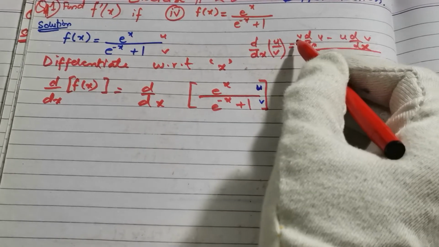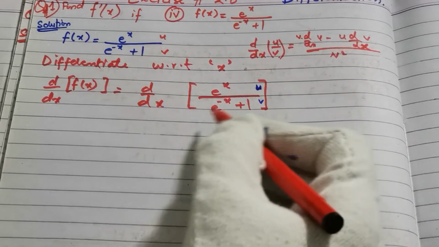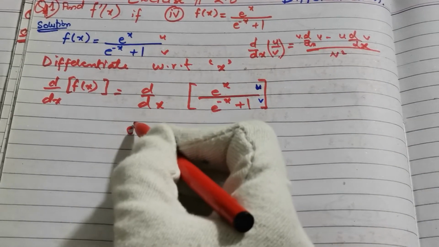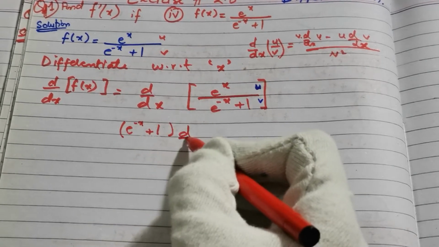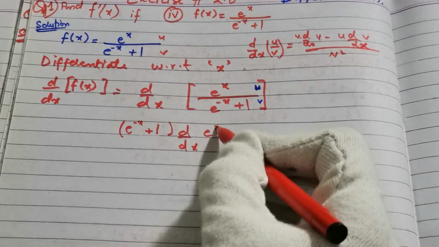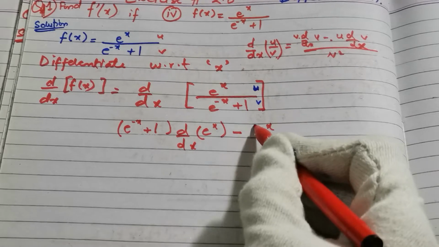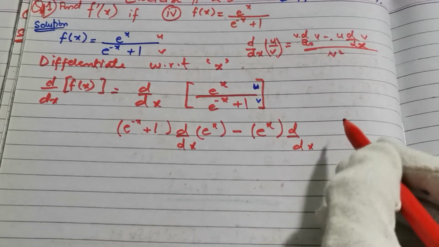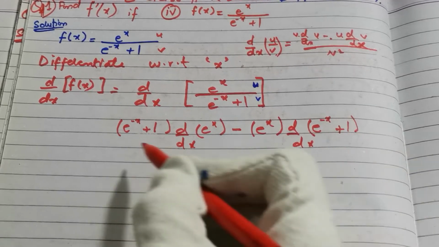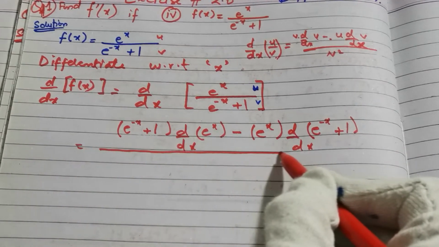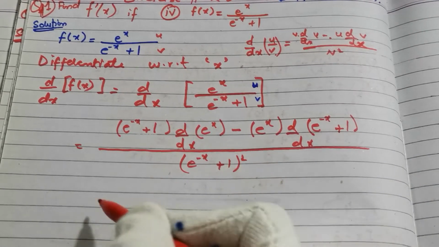So first of all, what we write? The quotient rule: v is e to the power minus x plus 1, times the derivative of u, which is e to the power x, minus u, which is e to the power x, times the derivative of v, e to the power minus x plus 1, whole divided by v square. v is e to the power minus x plus 1, whole square.